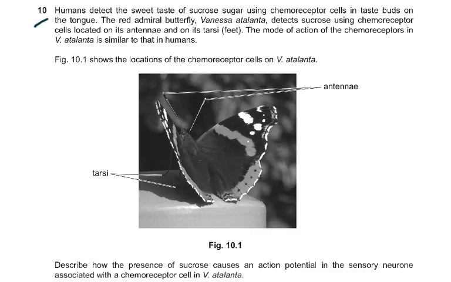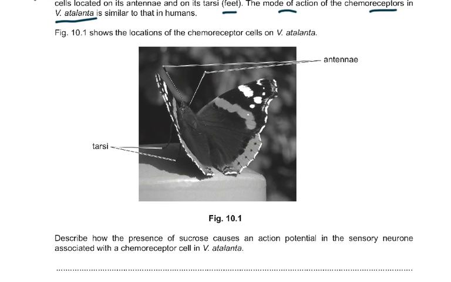And now we come to the last question. Humans detect the sweet taste of sucrose sugar using chemoreceptor cells in taste buds on the tongue. The red admiral butterfly Vanessa atalanta detects sucrose using chemoreceptor cells located on its antennae and on its tarsi, which are the feet. The mode of action of the chemoreceptors in V. atalanta is similar to that in humans. Figure 10.1 shows the location of the chemoreceptor cells on the V. atalanta, and you can see the antennae are shown and the tarsi are shown, which are the feet.